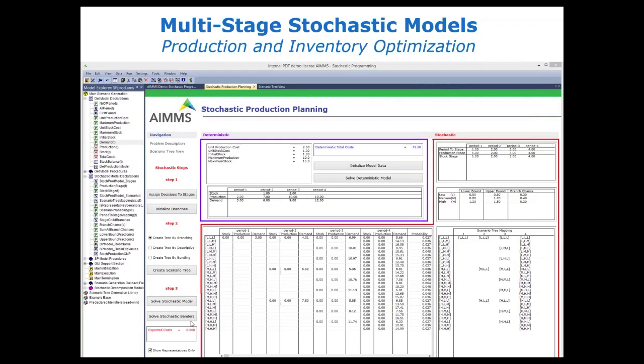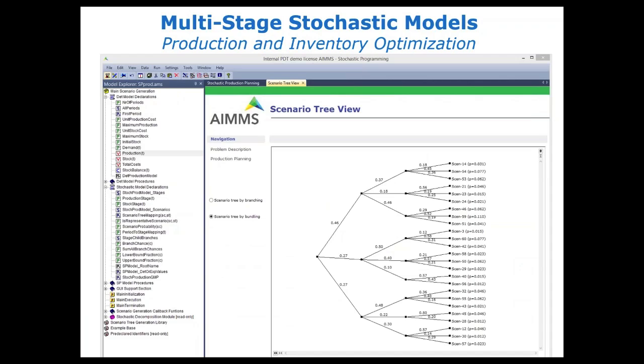Also, while we are experimenting with different scenario trees, it is possible to visualize the tree that we are building. And this gives more insight into the input data that goes in our stochastic formulation.